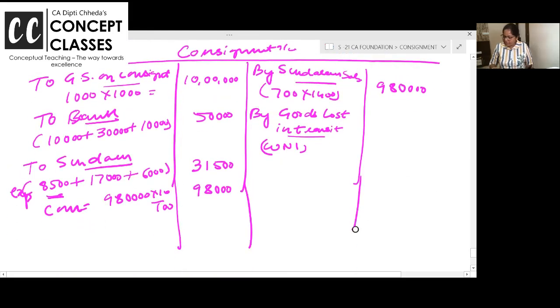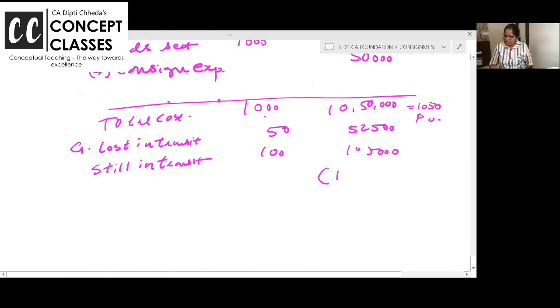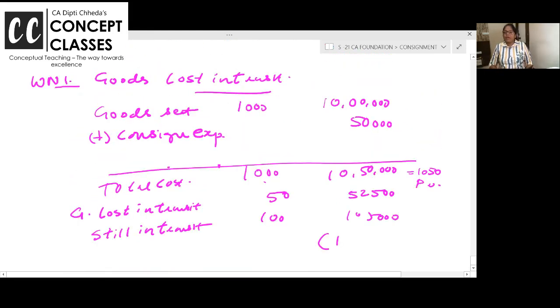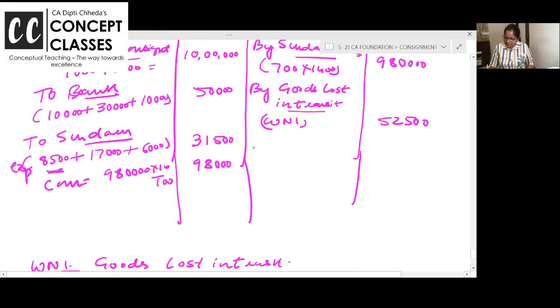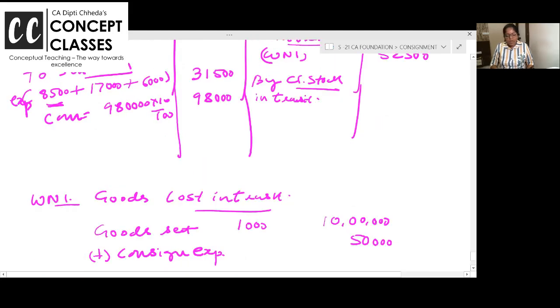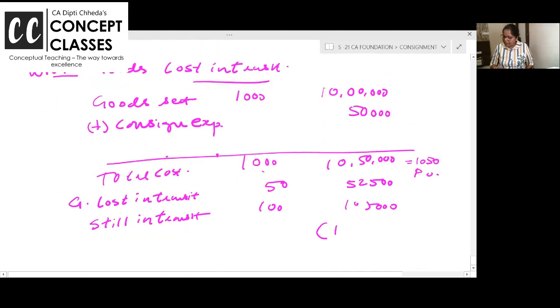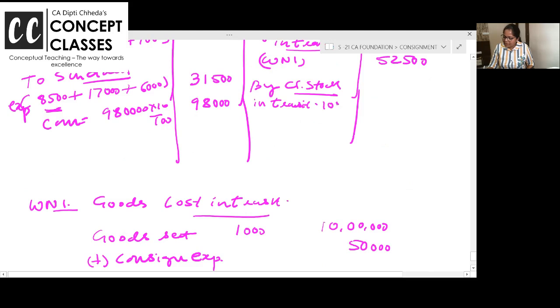Goods lost in transit. How many goods are lost in transit? 50 to 500. Don't add consignee's expense because the goods haven't reached the consignee yet. Right? Now it's time to write closing stock. In that inner column, we will write in transit. How much closing stock is in transit? 1,05,000.